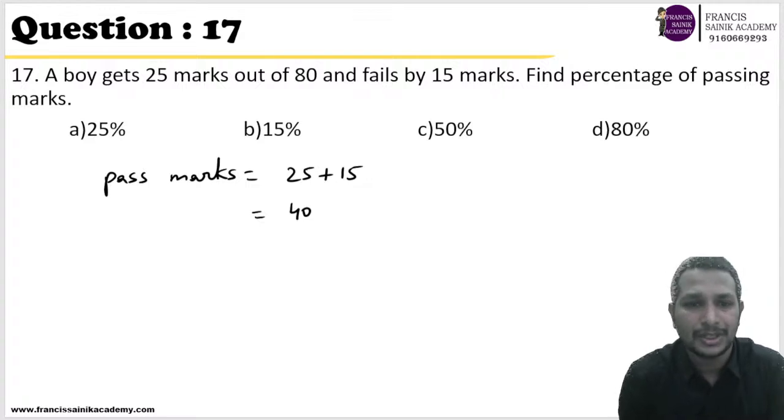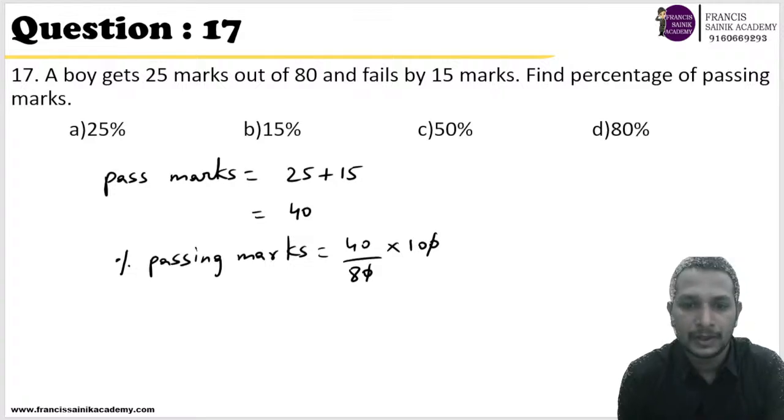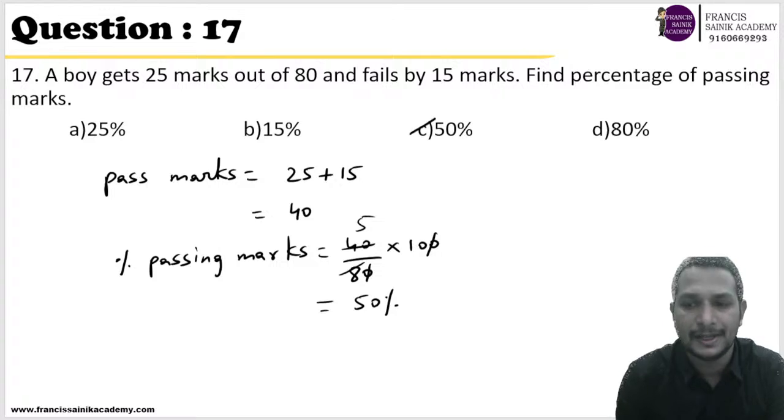Right? Pass percentage they're asking. Pass mark by total marks into 100. The 100 cancels. 8 5s are 40, 5 into 10, 50%. So pass percentage of the marks is nothing but 50%. Which is option C. Okay. Next.